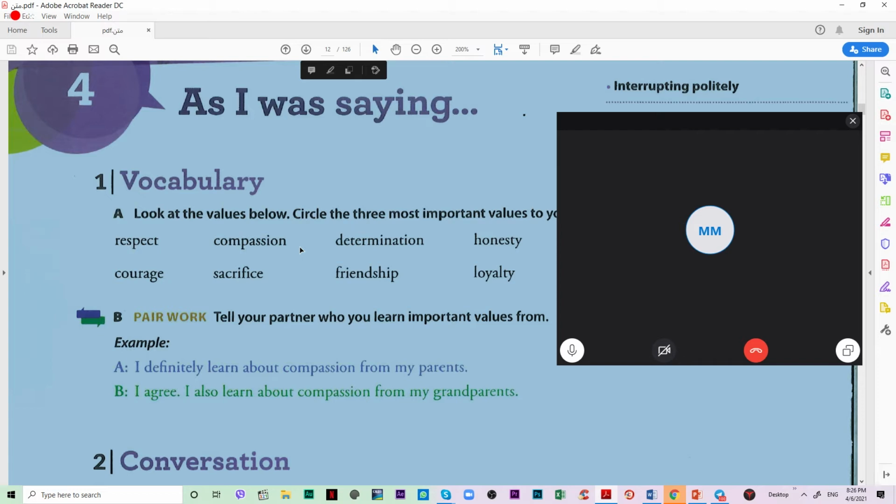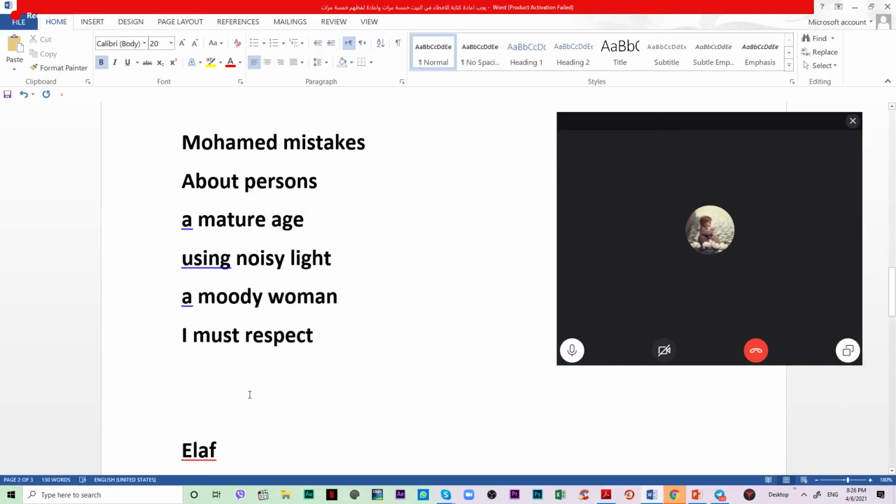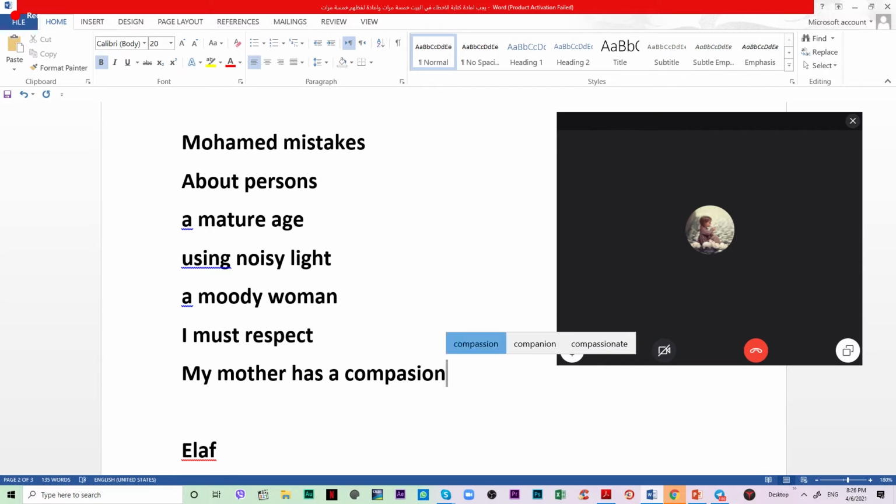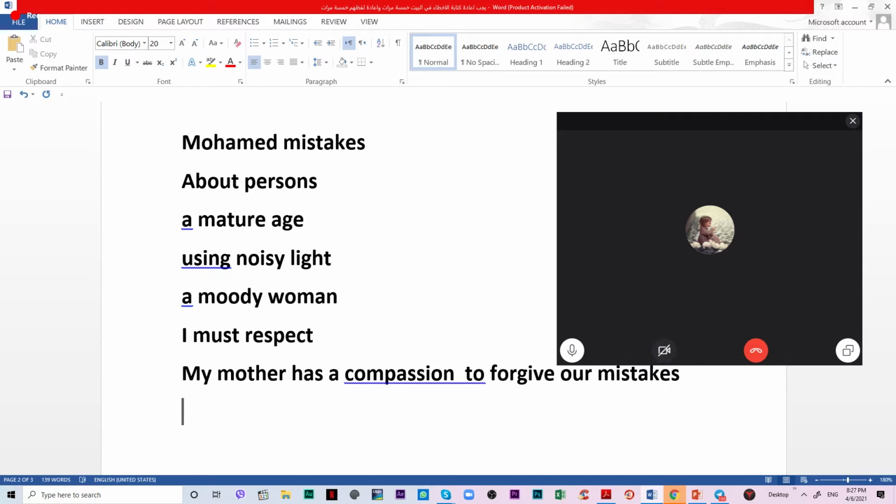Okay, compassion. Yes, Ala. Doctor, can you please give us an example? Example, مثال. Example: my mother, أمي, has لديها a compassion, لديها الرحمة, to forgive, لتسامح our mistakes, أخطاءنا. Clear?